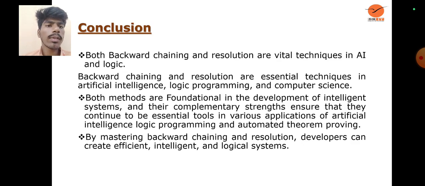Conclusion: both backward chaining and resolution are vital techniques in AI and logic. They are essential in artificial intelligence, logic programming, and computer science. Both methods are foundational in the development of intelligent systems, and their complementary strengths ensure that they continue to be essential tools in various applications of artificial intelligence, logic programming, and automated theorem proving. By mastering backward chaining and resolution, developers can create efficient intelligent and logical systems.